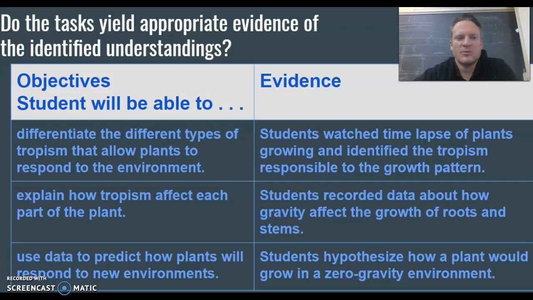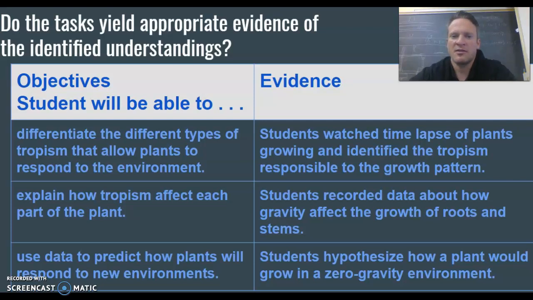The first was to differentiate the different types of tropisms that allow plants to respond to their environment. The evidence I was looking for to see whether or not students met this objective was whether or not they can identify the appropriate type of tropism through watching short time-lapse videos on this website called Plants in Motion. The second objective was to explain how tropisms affect each part of the plant.